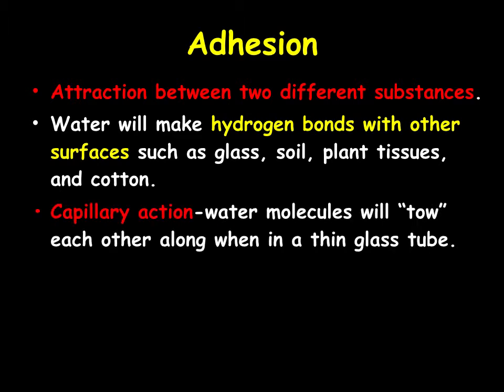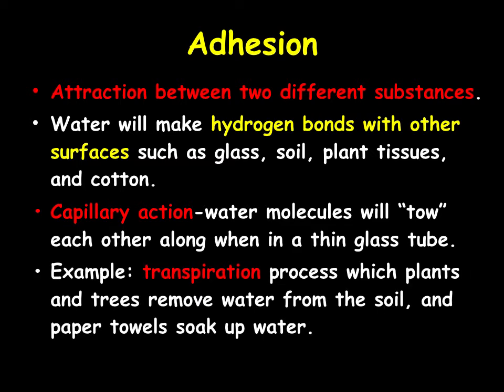This creates a process called capillary action, where water molecules essentially walk up each other whenever they're traveling through a thin tube. A good example of the process of adhesion and capillary action is something called transpiration, and that's the process where plants take water from their roots up to the top of the leaf.